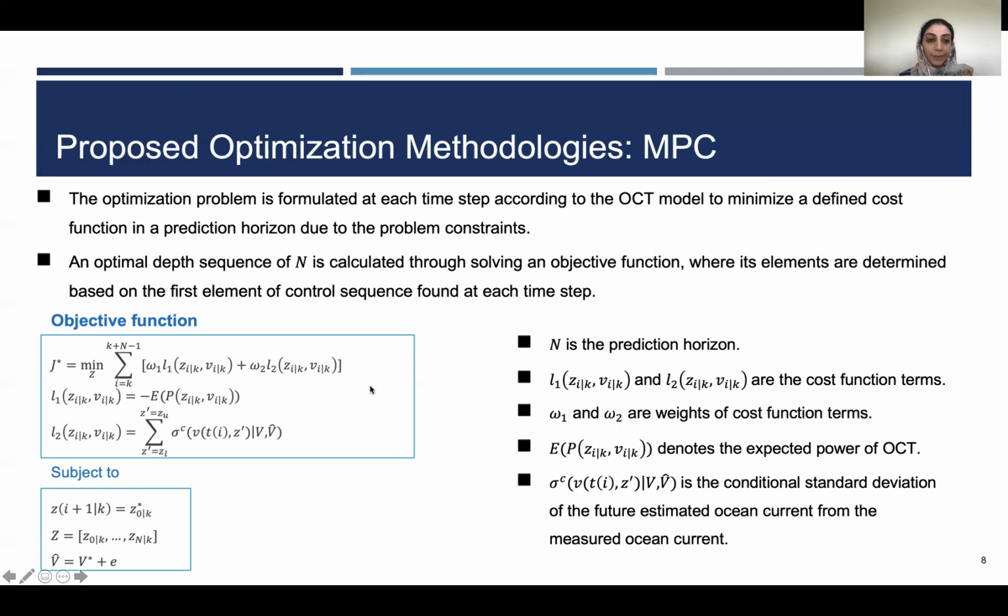And as you can see, we just formulate our problem with two different terms. The first term is related to the harnessed power from the system, and the second one is related to the standard deviation of the future estimated ocean current from the measured one. So we just want to solve our objective function due to the operational constraints.